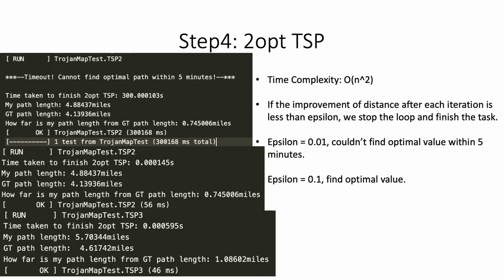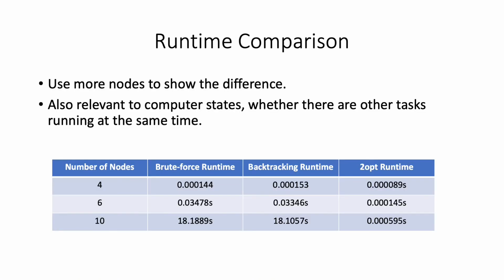And I tested two different cases. In the first case, the difference between my path length and the ground truth path length is 0.74. And in this case, the difference between my path length and the ground truth path length is 1.086. So here is the runtime comparison between the three algorithms.